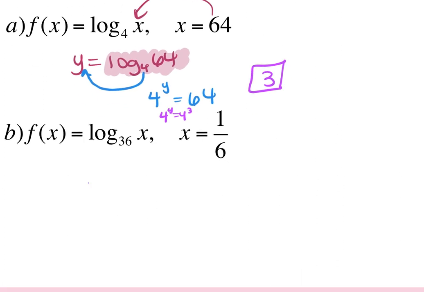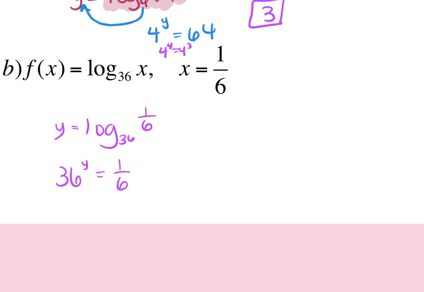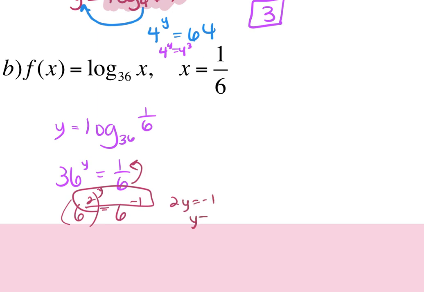If you look at B, this would be log base 36 of 1/6. So again, I can set it equal to y. I can say 36 to the power of y equals 1/6. And then if I wanted to bring the 6 to the top, what would the exponent have to be? -1, good. And then 36 would be 6 squared, times the y that's there, means 2y equals -1, and y equals -1/2.